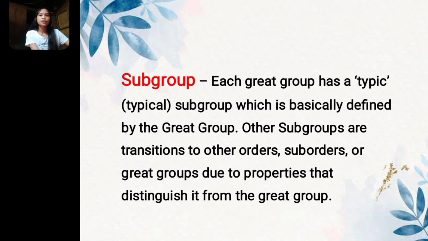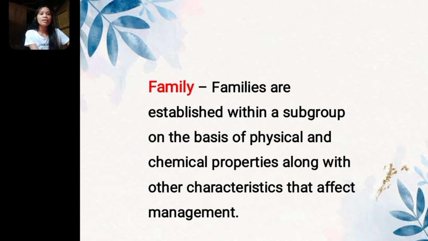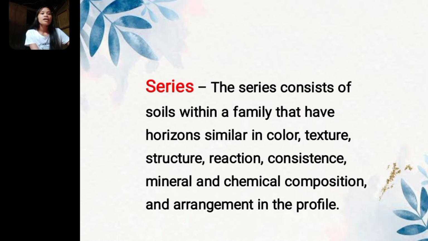Other subgroups are transitions to other orders, suborders, or great groups due to properties that distinguish it from the great group. While the families are established within a subgroup on the basis of physical and chemical properties along with other characteristics that affect management. While the series consists of soils within a family that have horizons similar in color, texture, structure, reaction, consistence, mineral and chemical composition, and arrangement in the profile.